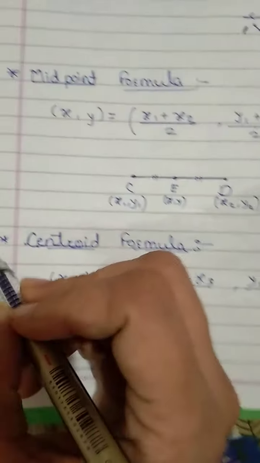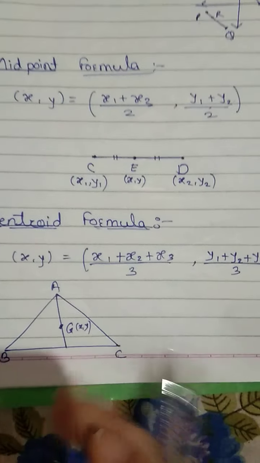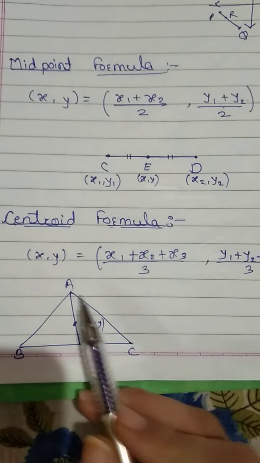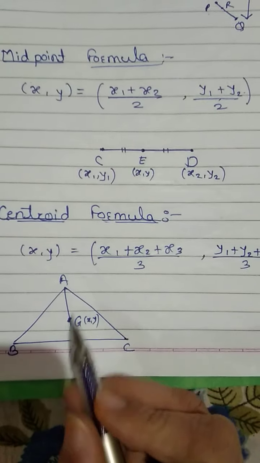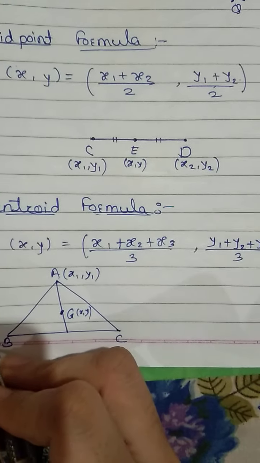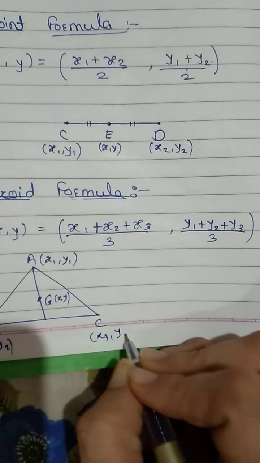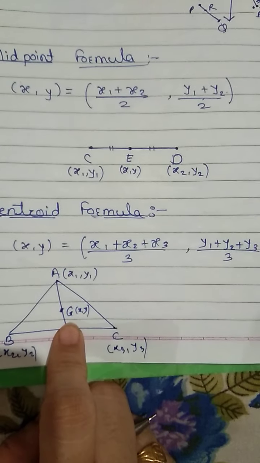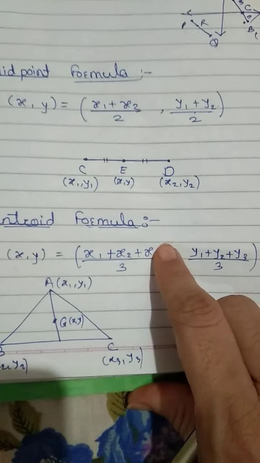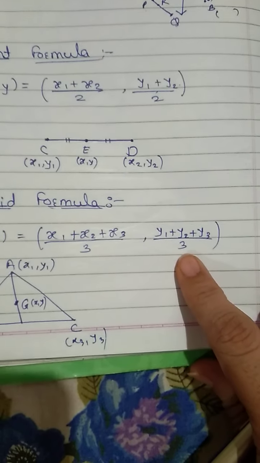And the next one is the centroid formula. Now centroid, all of you know very well. Suppose we have a triangle ABC. Centroid is for a triangle, so remember this. G is the centroid of this triangle ABC. These are the coordinates of A, these are the coordinates of B, and these are the coordinates of C. So the coordinates of your centroid G will simply be, for x, (x1 + x2 + x3) by 3, and for y, (y1 + y2 + y3) divided by 3.